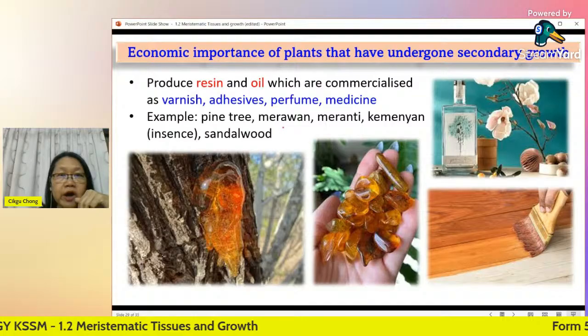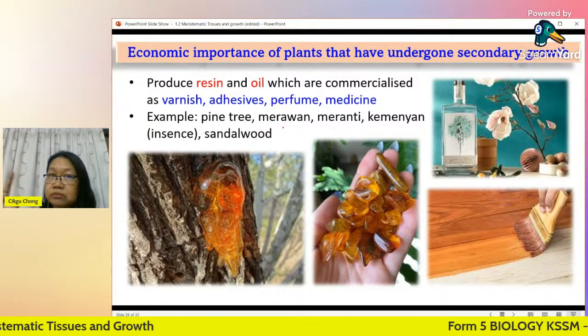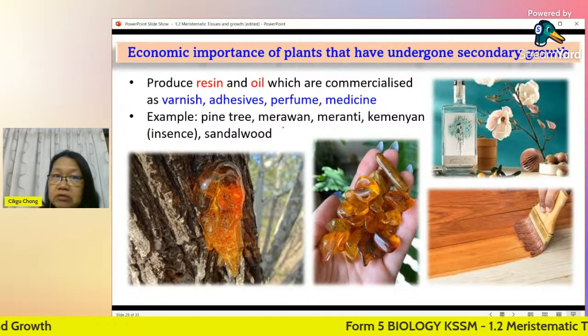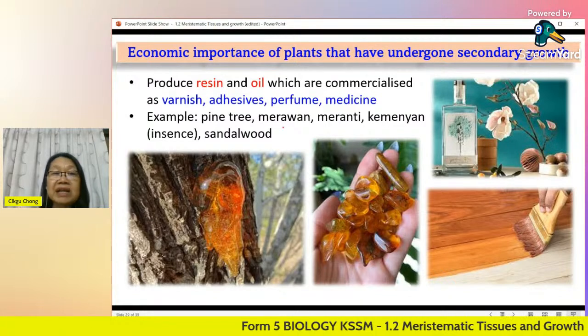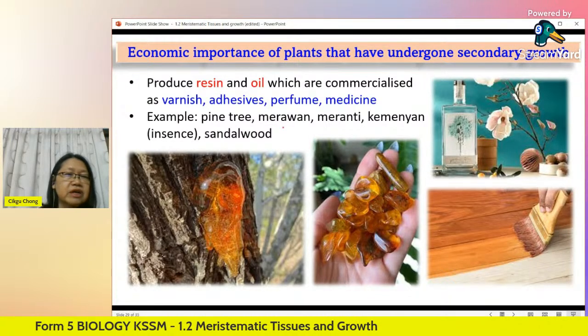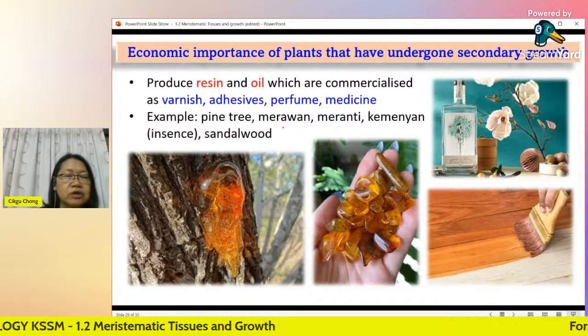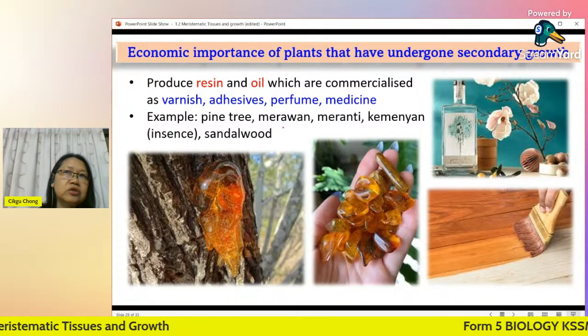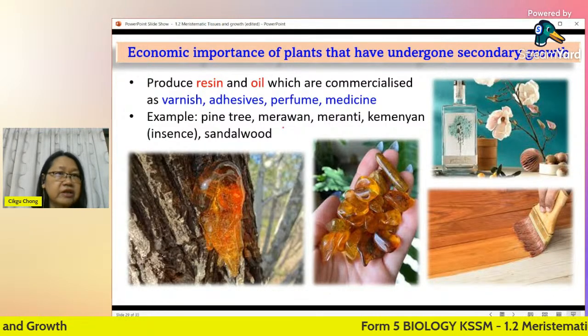Resin and oil are commercialized. From the tree you can get oil, you can get perfume, you can get medicine. Some medicines I get from trees. Example, quinine. Quinine is a cure, a medicine for malaria and so on.